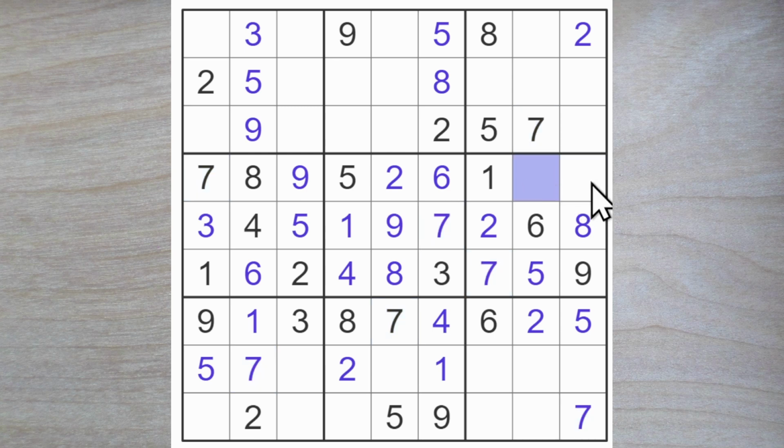3 and 4 still no good. One of these must be a 1. Therefore, this can't be a 1. We have a 1 blocking here. We can still have 1's in these two. That's a pity.